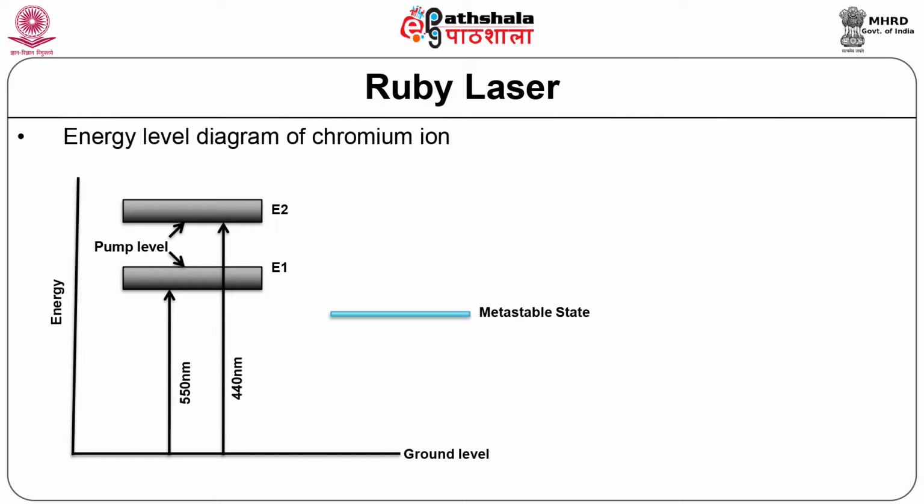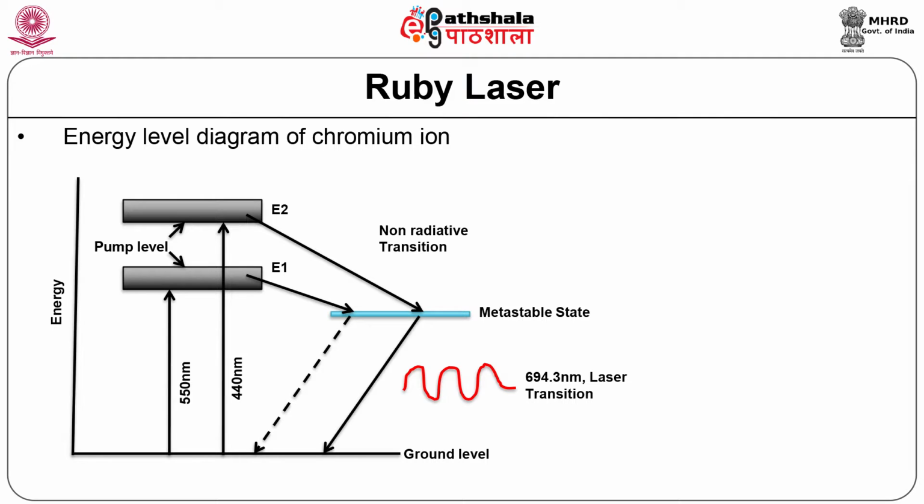Level G is the ground level, and E1 and E2 are the pump bands. M is the metastable level, which consists of 2 closely spaced levels having a lifetime of 3 milliseconds. Lasing transition occurs between M and G level and gives rise to light of wavelength 694.3 nanometers.